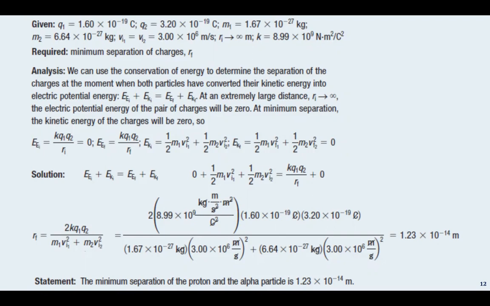So substituting these expressions in the equation, we get the expression for the distance between the two particles in the final state, which is 2k q1 q2 over (m1 vi1 squared plus m2 vi2 squared). And putting all the values in, we can calculate that the separation of the proton and the alpha particle is approximately 1.23 times 10 to the power of -14 meters.